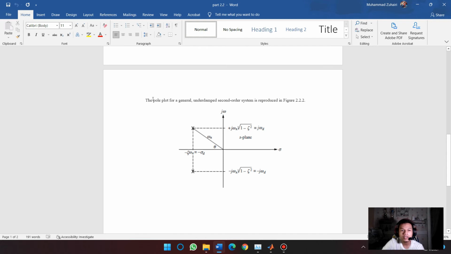Next, this is the pole plot of the underdamped second order. So this is how we sketch the pole plot for the underdamped response, which contains real and imaginary parts.